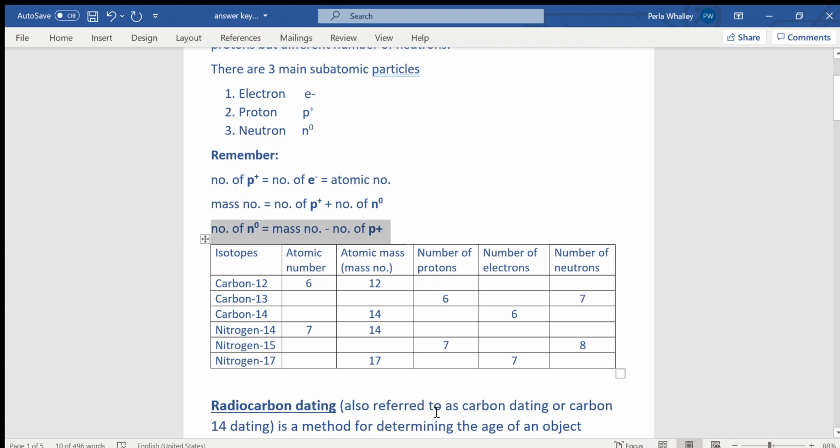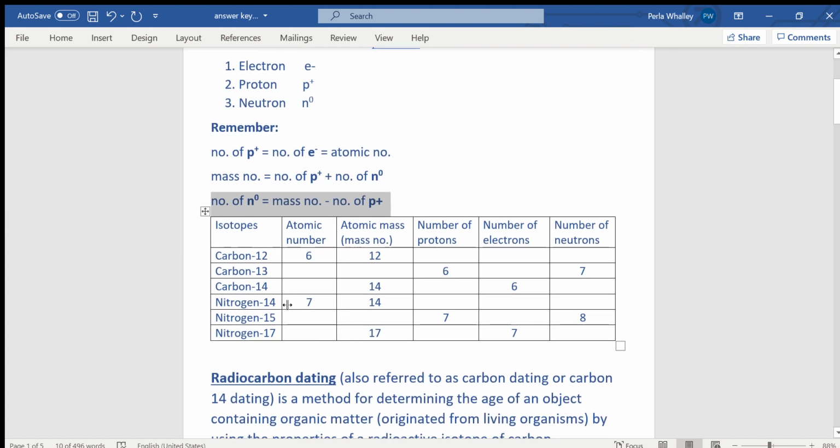Okay, here it is. So let me introduce the columns. These are for the isotopes, the atomic number, the atomic mass, also the mass number, the number of protons, the number of electrons, and the number of neutrons. For isotopes, we have carbon-12, carbon-13, and carbon-14, and also nitrogen-14, 15, and 17. Okay, now let's do the answers.